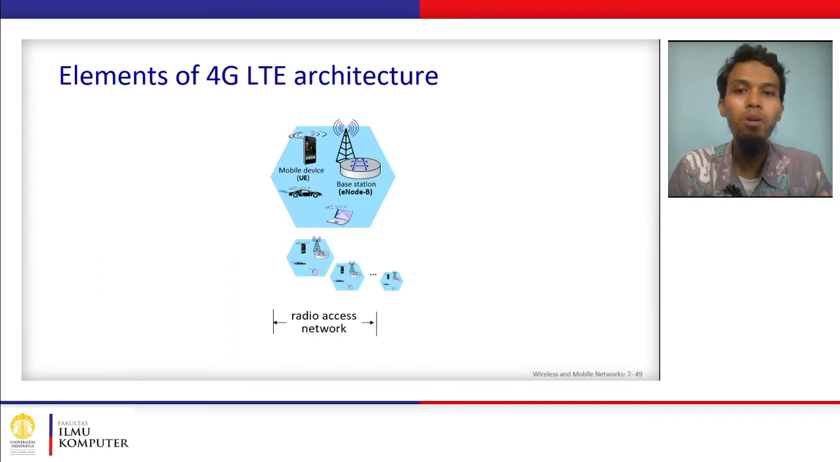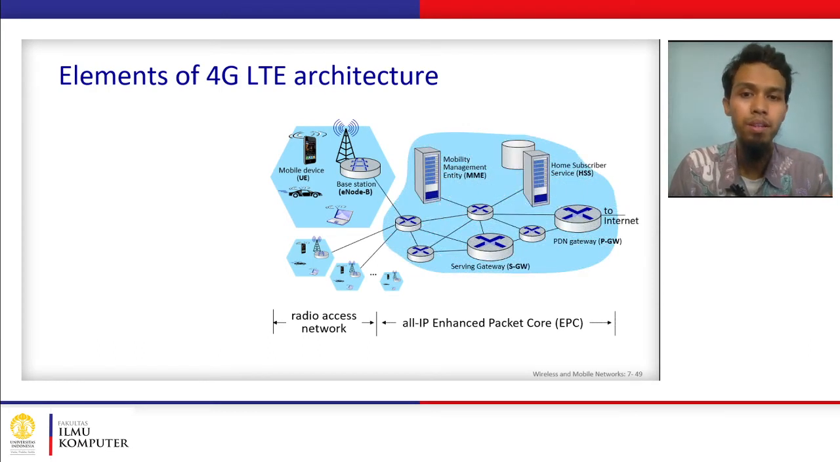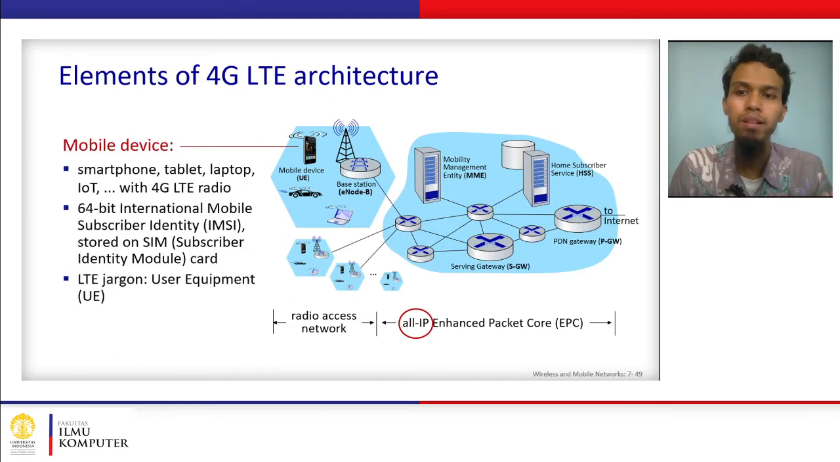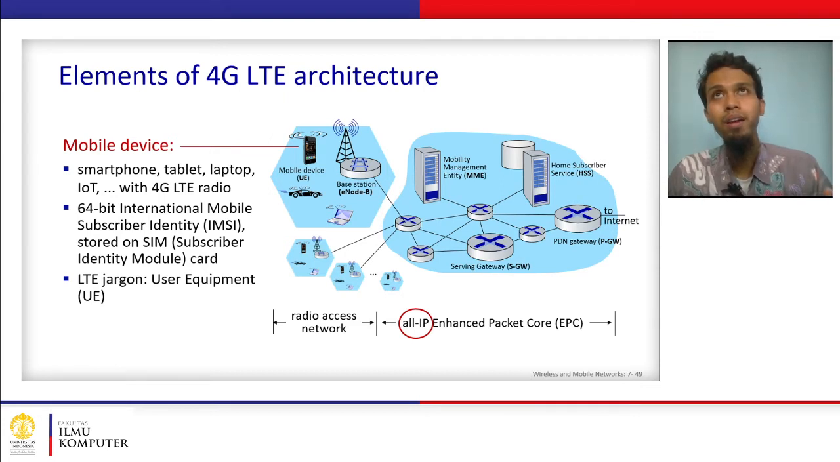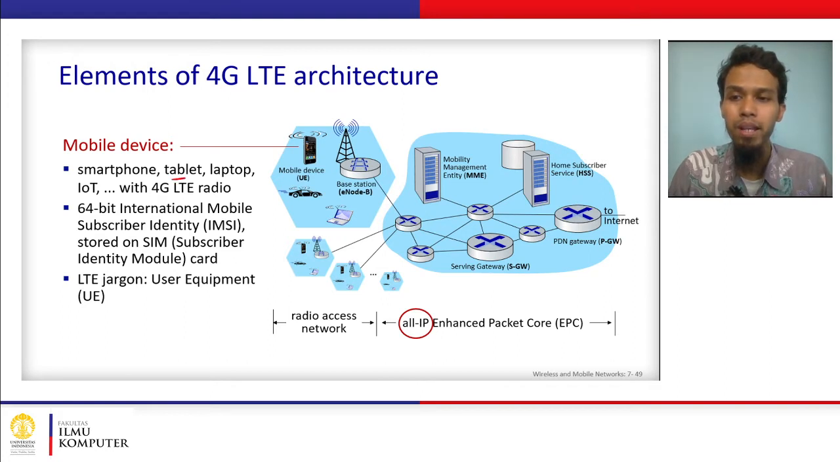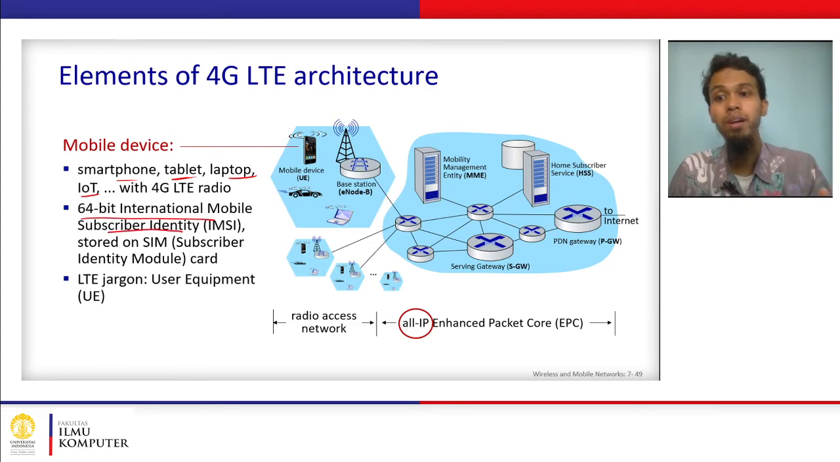Now let's talk about the elements of the 4G LTE network architecture, starting from the mobile device. A mobile device can be basically anything that has a 4G interface. It can be a tablet, laptop, smartphone, even IoT. And it has a 60-bit international mobile subscriber identity. This is unique.